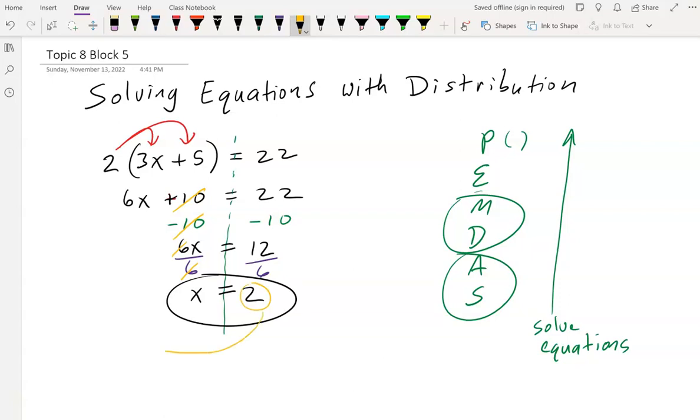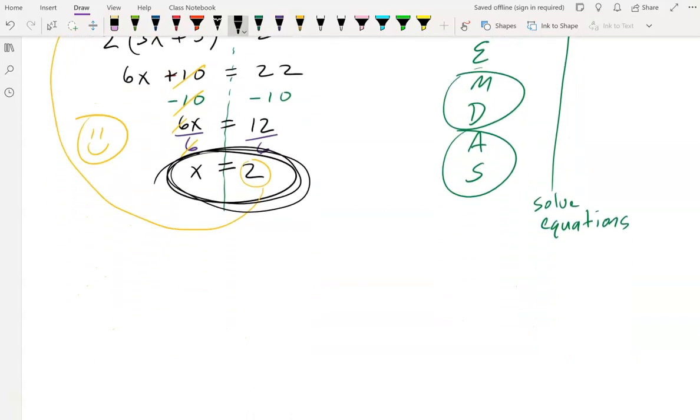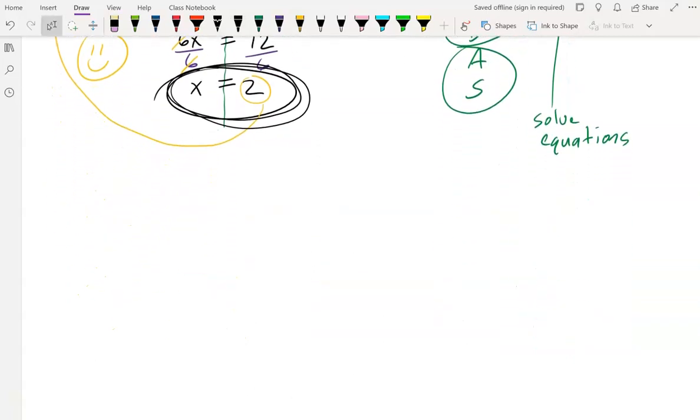And if I really want to know that that is correct, I would take that 2, and I would put it back into my original equation right here, and say 3 times 2 is 6. 6 plus 5 is 11. And 2 times 11 is 22. So that is a good solution there. We have solved the equation. X equals 2. Very nice indeed. All right, well, let's not waste any more time. Let's get into our next equation.